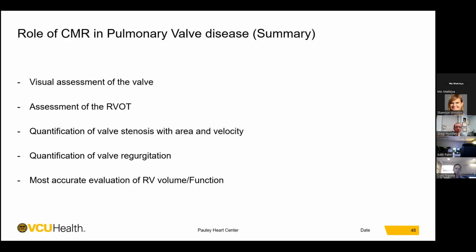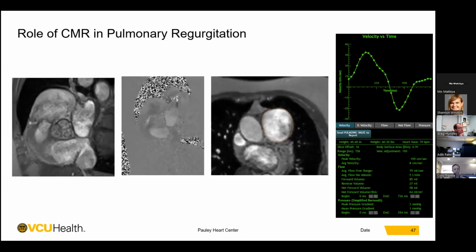So in summary, the role of MRI in pulmonary valve disease is visual assessment of the valve and assessment of the RVOT. It is considered the gold standard for RVOT anatomy and assessment. As I said, echo tends not to do well in evaluating the RVOT and pulmonic valve, as they are located just below the sternum, and you can have a lot of artifact, and they are poorly visualized, even with transthoracic and transesophageal echo. MRI also provides quantification of valve stenosis and velocity and valve regurgitation, and it is the most accurate in RV volume and function measurement.